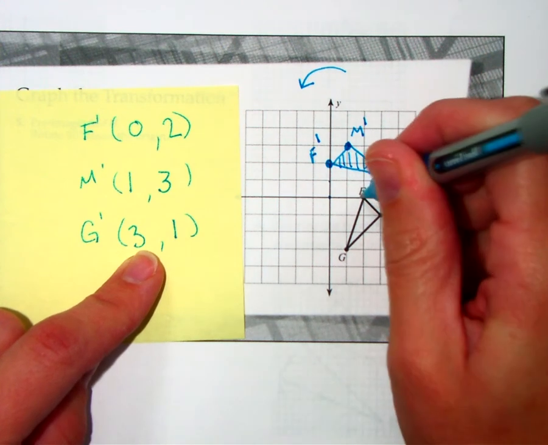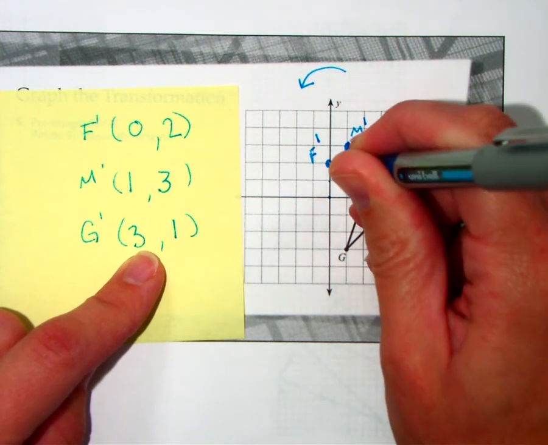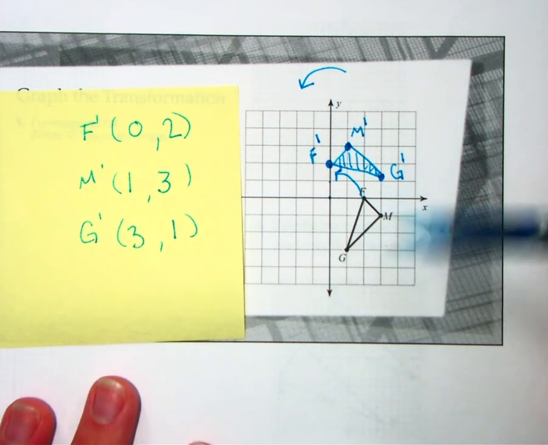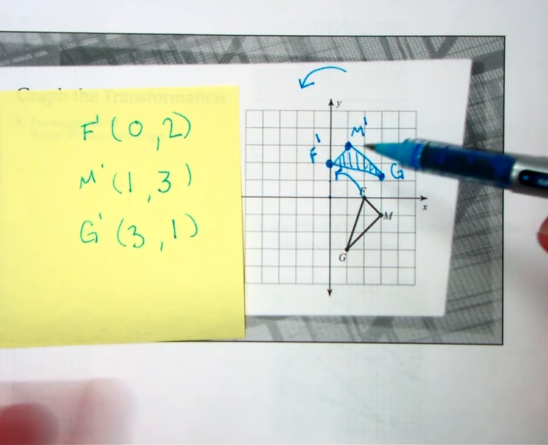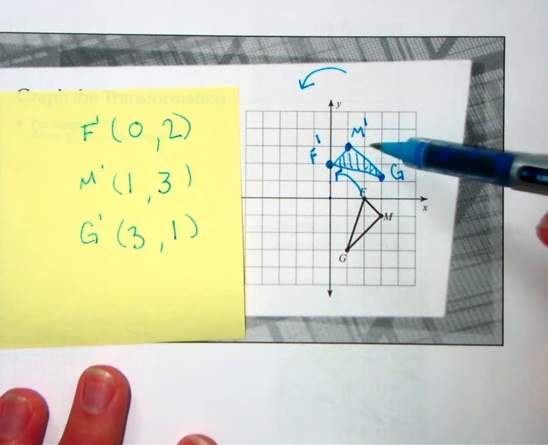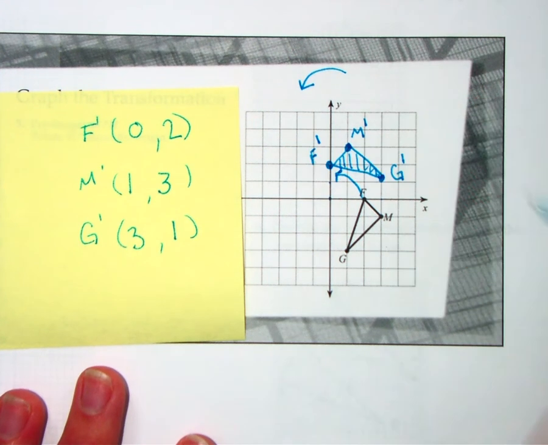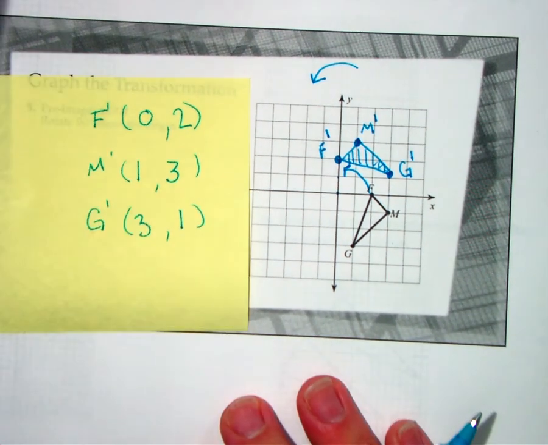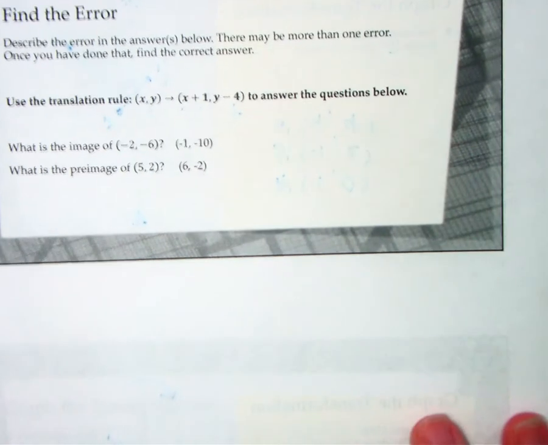Okay, and if you go from F to F prime or G to G prime or M to M prime, it should look like it went 90 degrees. So we went from the fourth quadrant into the first quadrant, which it should do. If it was going 180, it would skip the first quadrant and go into the second quadrant. Okay? All right, I'm going to turn the page. We'll do the last one, but there are 2 problems on the page.